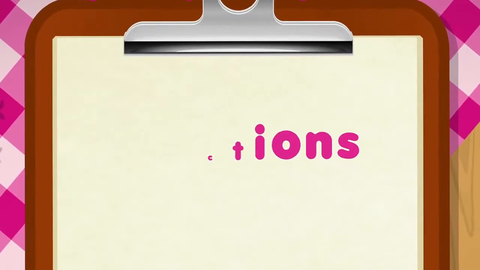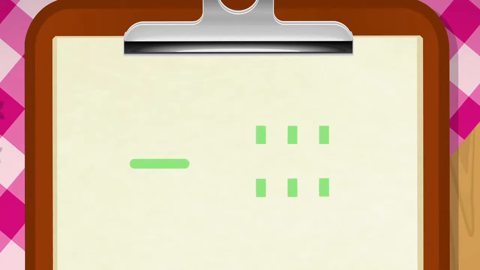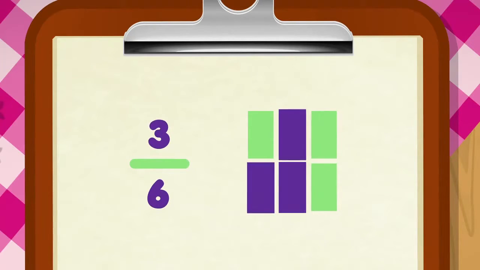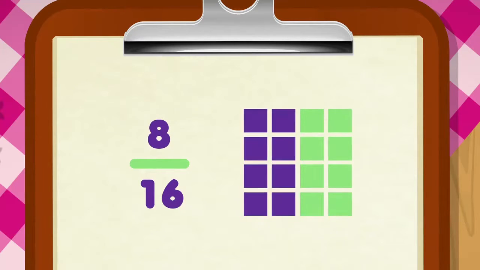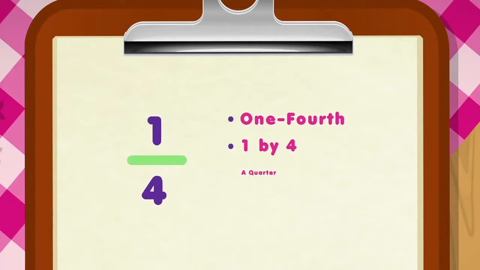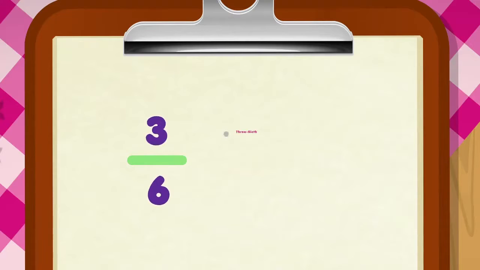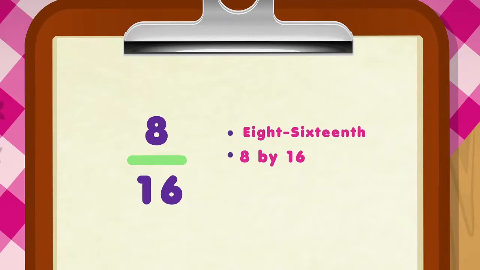Fractions. 1/4 would mean 1 part of 4 equal parts. 3/6 would mean 3 equal parts of 6. And 8/16 would mean 8 of 16 equal parts. 1/4 can also be read as one-fourth or a quarter. Similarly, 3/6 can be read as three-sixths, and 8/16 can be read as eight-sixteenths.